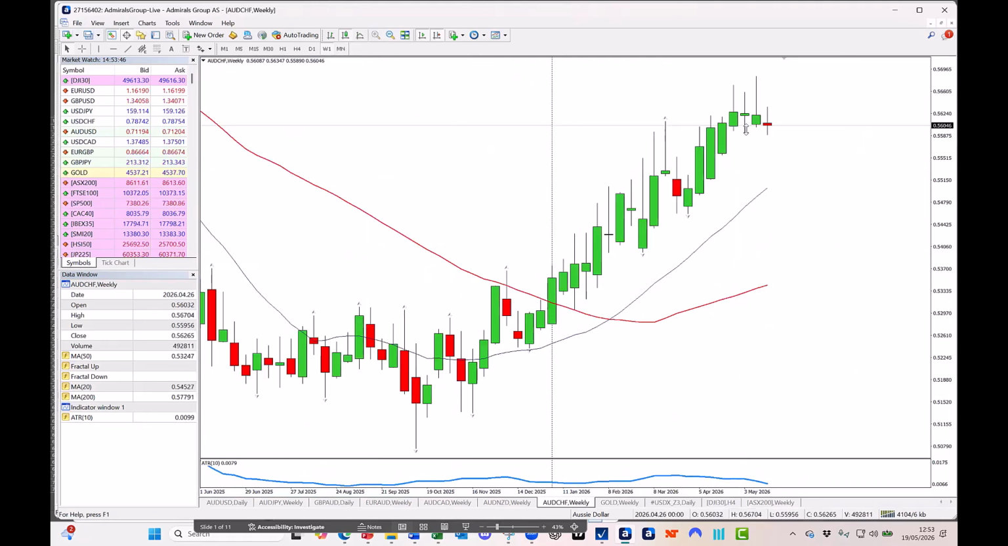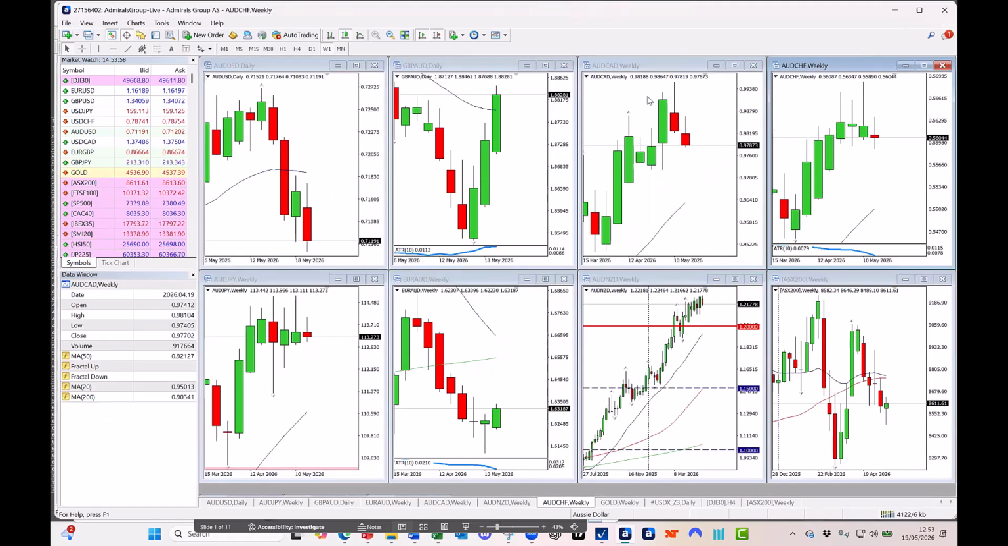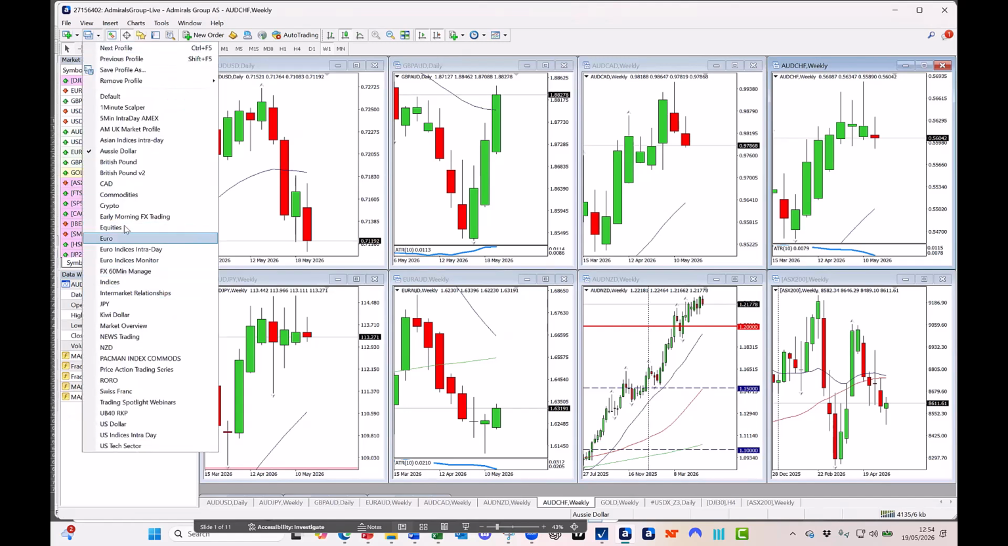This is Aussie against Swiss franc, a fabulous trend, but we've had a spinning top, a doji candle, followed by a pin bar. As I said, is this a case of that Aussie juggernaut starting to weaken off? That might be something for us to keep an eye on over the next few days and weeks.